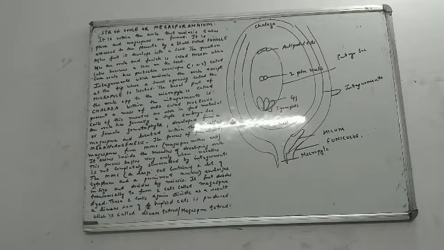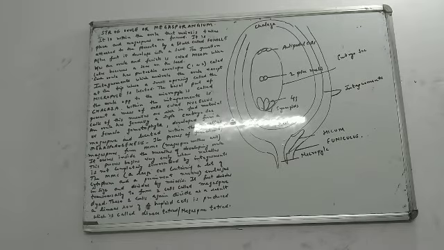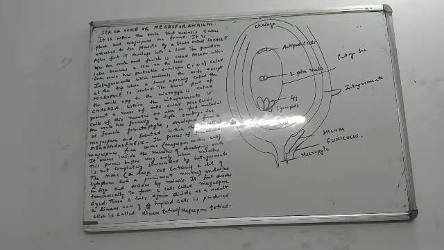What is megasporogenesis? Because it is related to this only. The process of the formation of megaspores. Megaspores are formed from MMC. What is MMC? Megaspore mother cell. So the process of formation of megaspores from megaspore mother cells is called megasporogenesis. Let's define megasporogenesis: the process of formation of megaspores from megaspore mother cells.